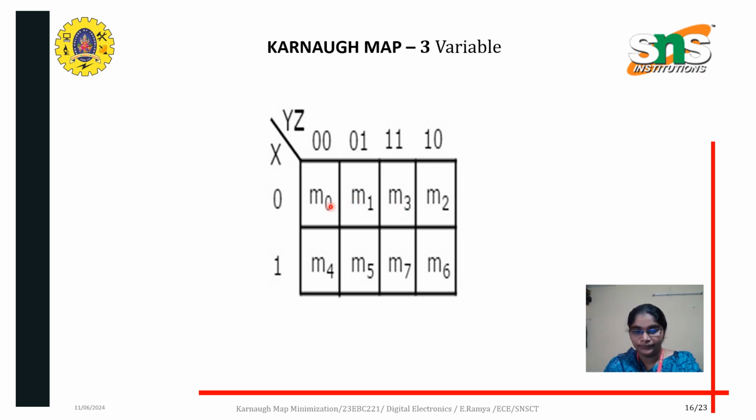We cannot write serially M1 next to M2. M1 next to M3 and then finally M2. So 0 0, 0 1, 1 1, 1 0. Next, for x it may be 0 or 1. So this is the K-map for 3 variables.